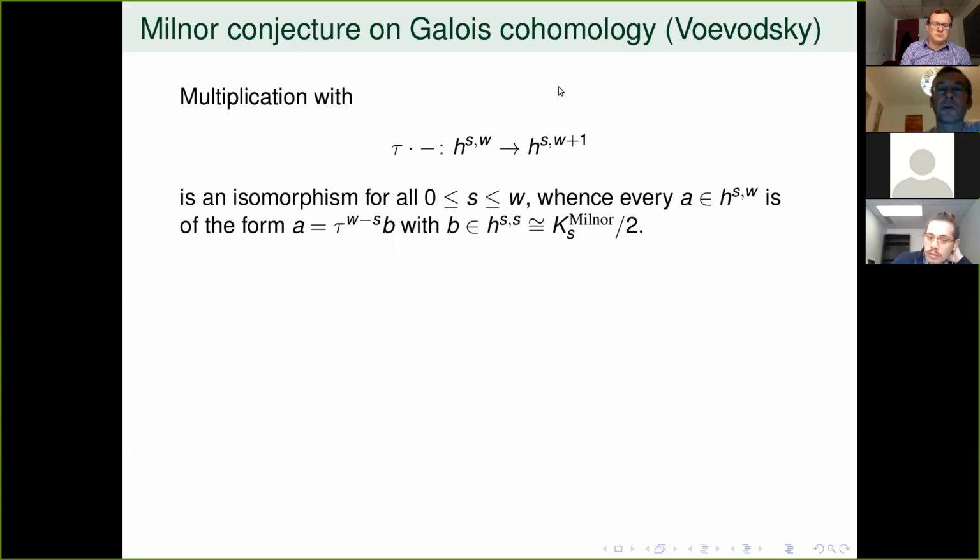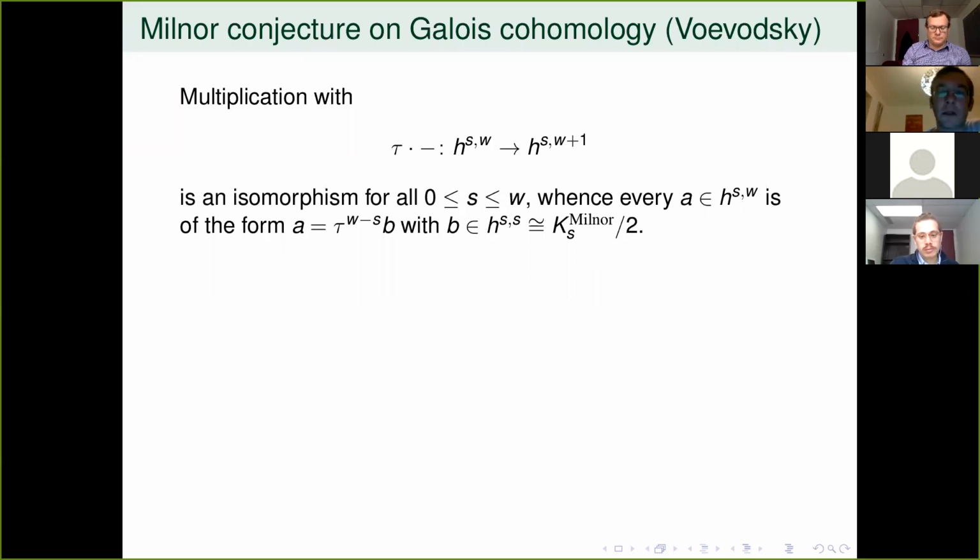I'll just want to mention the Milnor conjecture on Galois cohomology as proven by Voevodsky. This gives us that multiplication with tau on mod 2 motivic homology is an isomorphism whenever this makes sense, in this range here. So this tells us when we have an element in mod 2 motivic homology with bidegree (s, w), we can write it as an appropriate power of tau, and then something which comes from actually mod 2 Milnor K-theory. And this will be very convenient.